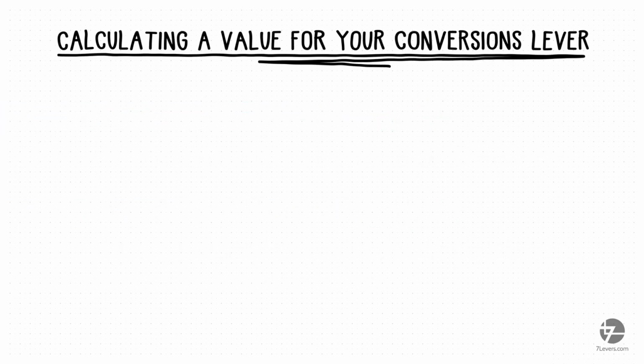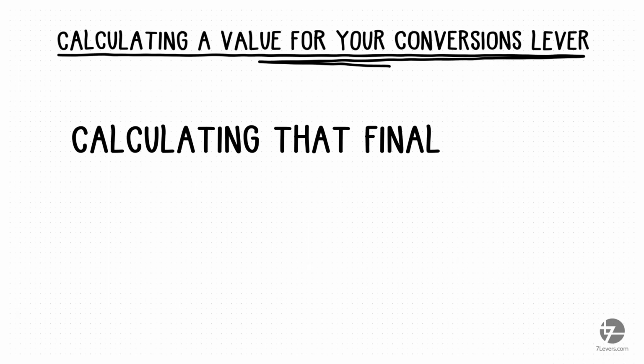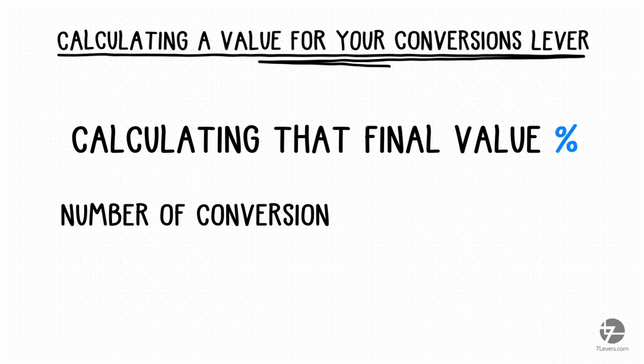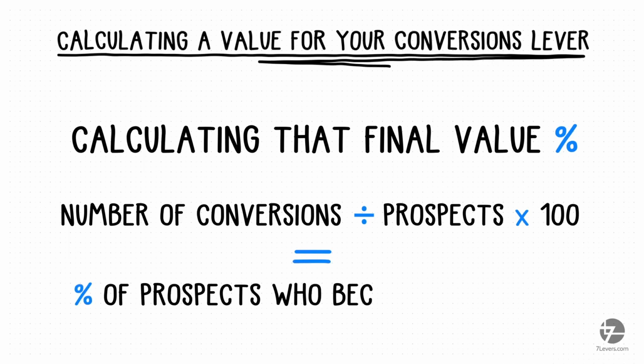To come up with the final figure for conversions, the calculation you're going to perform is to divide the number of conversions by the number of prospects and multiply the result of that by 100. That will give you the percentage of prospects who become conversions.